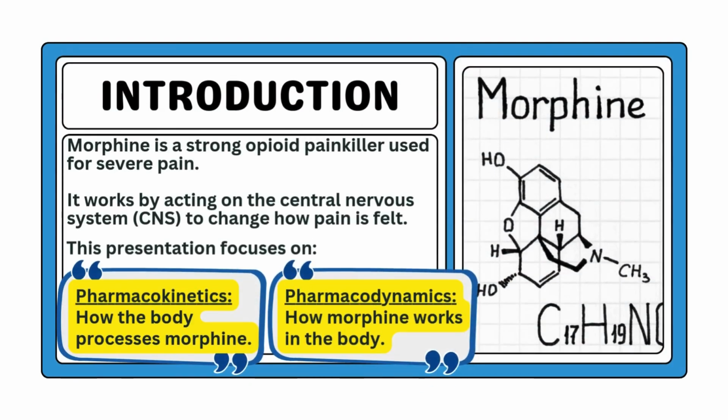Introduction: morphine is a strong opioid painkiller used for severe pain. It works by acting on the central nervous system to change how pain is felt. This presentation focuses on pharmacokinetics, how the body processes morphine, and pharmacodynamics, how morphine works in the body.